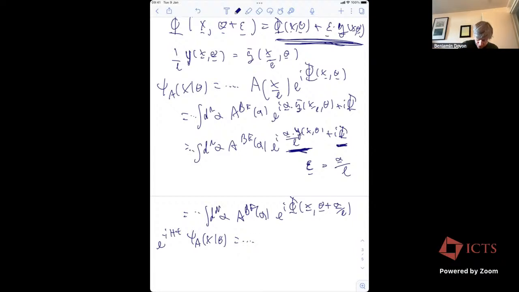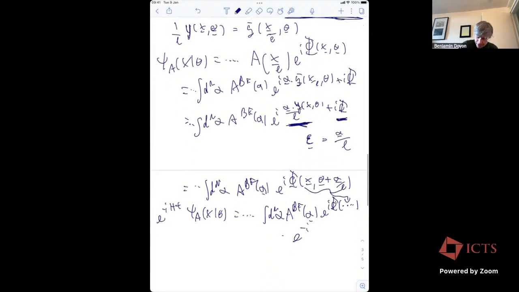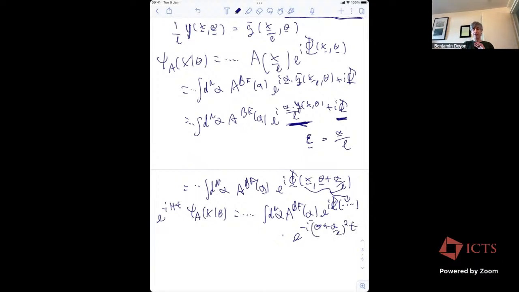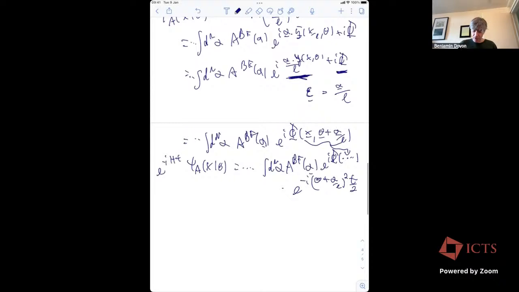Okay, but we are left with the Bethe Fourier alpha, e to the I capital phi of the sign of that, same as there, and then e to the minus I theta plus alpha over L squared times t, because I know that this is an eigenfunction with eigenvalue the rapidity squared times t over 2. So that's nice. I get again the same form, the same dependence on x.